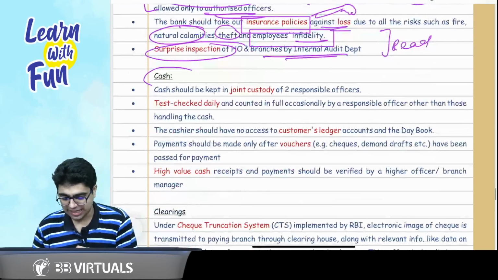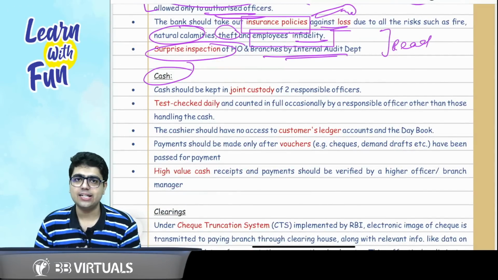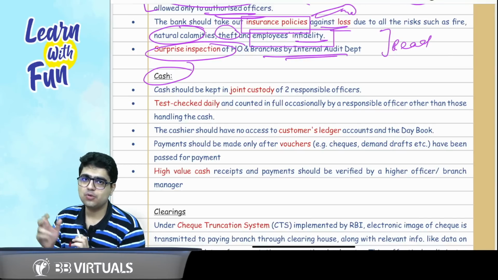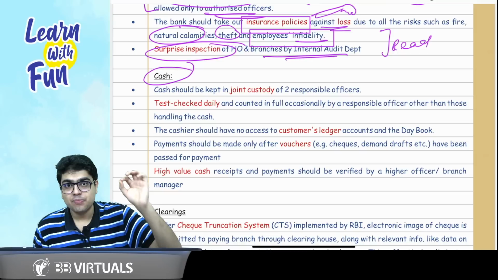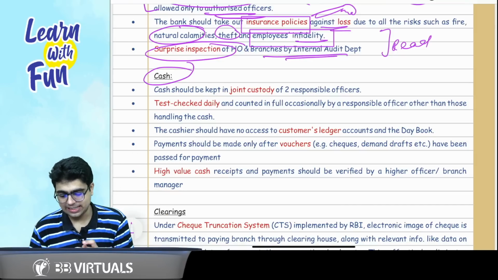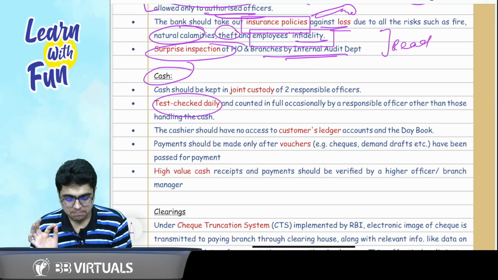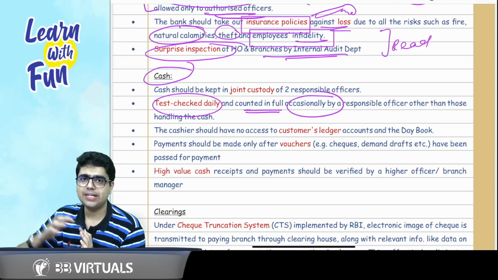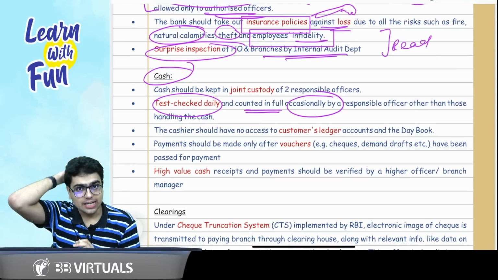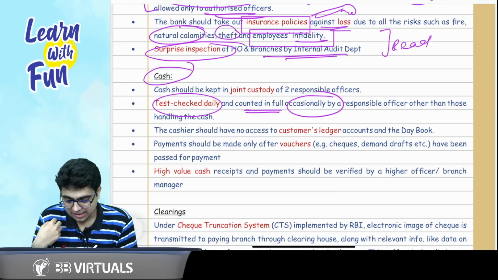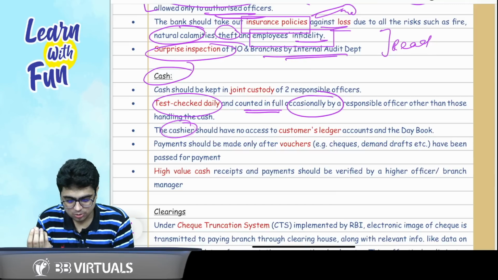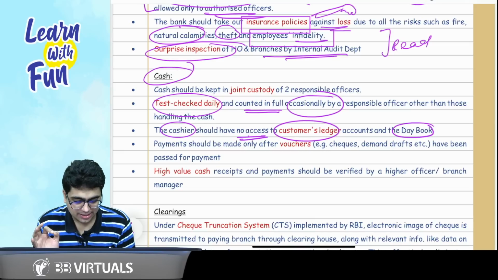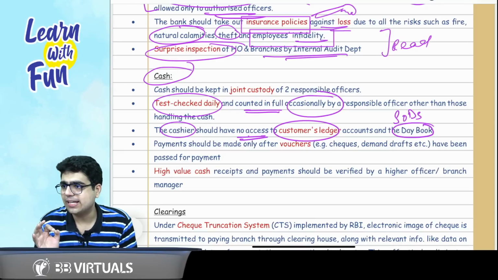Then comes the point of cash. Sir, if I talk about cash, it should be under joint custody. Repeat it after me: cash should be under the joint custody of two responsible officers. It should be test checked every day. It says it should be test checked daily but counted in full occasionally. Then the cash balance should be tallied with the ledger. And the cashier who has access to cash should have no access to the customer ledger and the day book, which is the basic rule of segregation of duty.